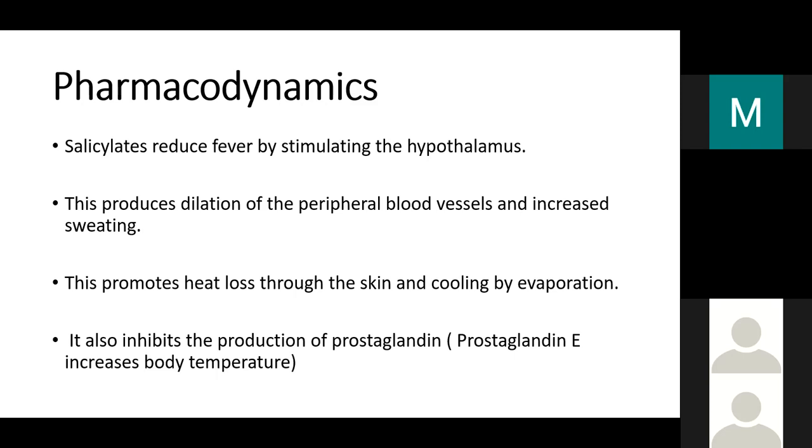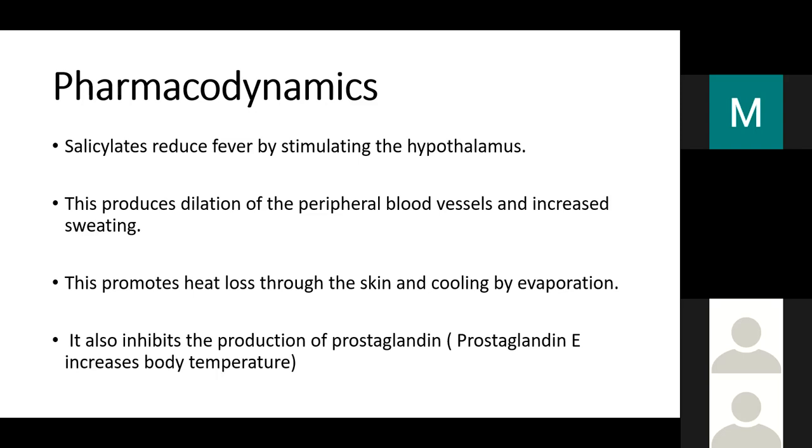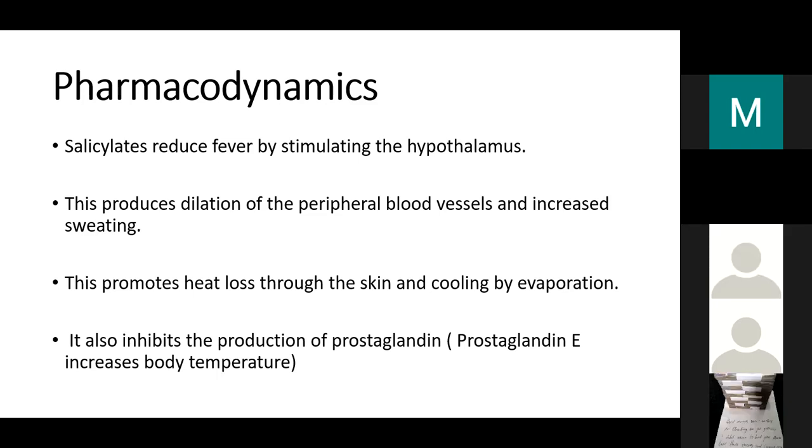And when they stimulate the hypothalamus, there is dilation of the blood vessels, and there's increased sweating. So this increased sweating will promote heat loss through the skin and lead to cooling of the skin by evaporation. So this is what would lead to the reduction of body temperature. And the particular prostaglandin that is inhibited is prostaglandin E, which is responsible for increasing body temperature during inflammation.